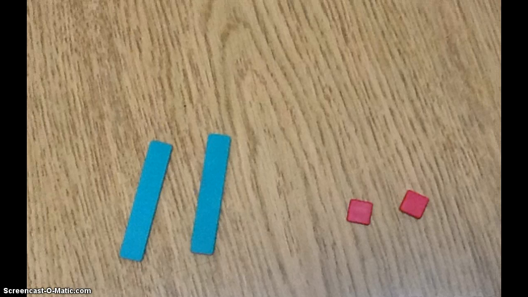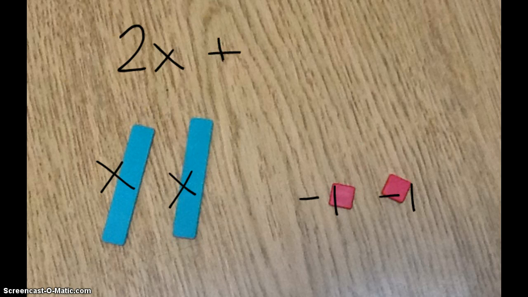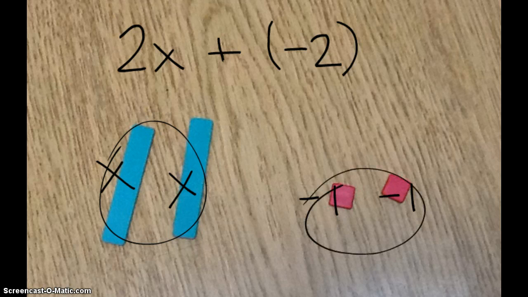All right, what about this one? We have x here, this is a negative 1, this is a negative 1. So this is 2x plus negative 2. We have 2 x's and we have 2 negatives. We can also write it as 2x minus 2. Remember that adding a negative and subtracting are the same thing. All you're doing here is adding the opposite. So do you see how those are the same?